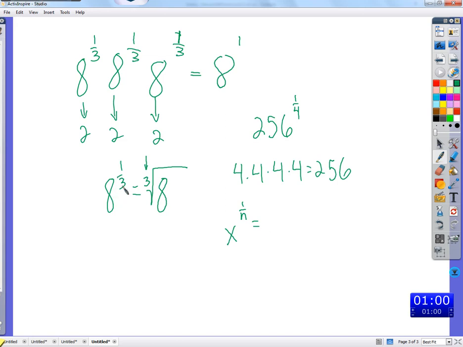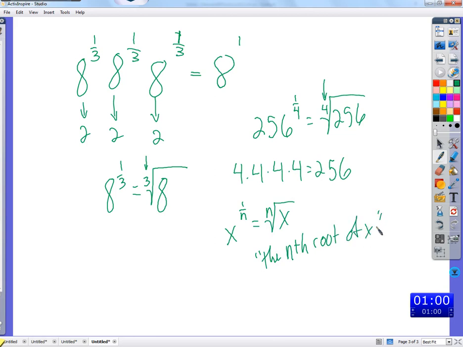We took 8 to the 1/3. We can rewrite it as the cube root of 8. The 256 to the 1/4 we could write as the fourth root of 256. Some number to the fourth power is 256. You'd write it like how you wrote those, n square root x, the nth root of x. Whatever the n is, that's the root we're talking about.